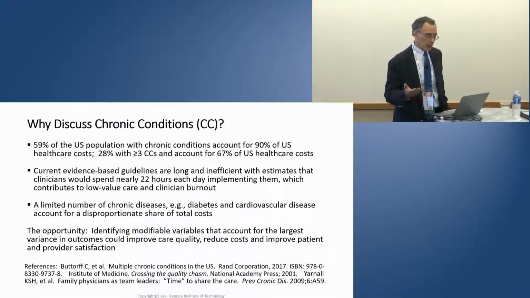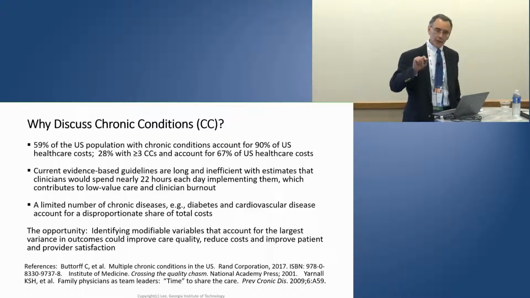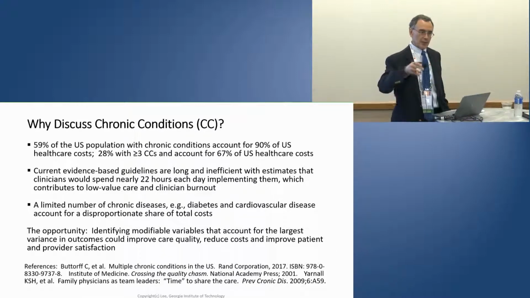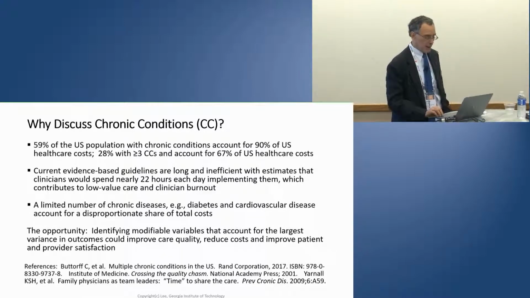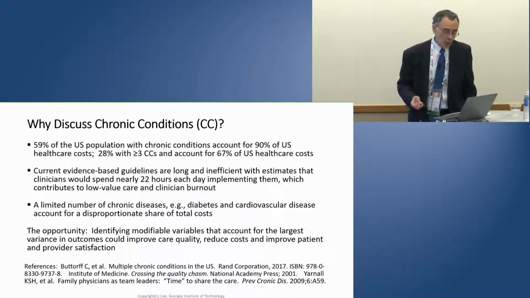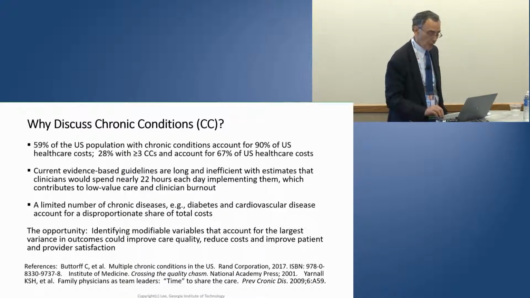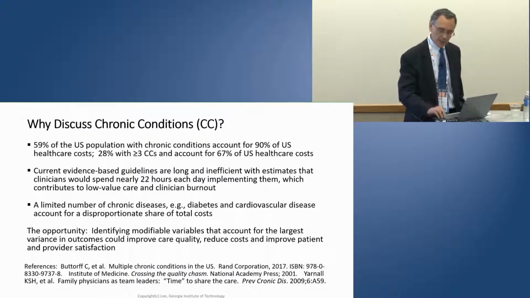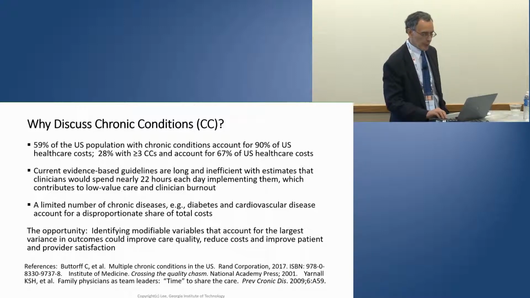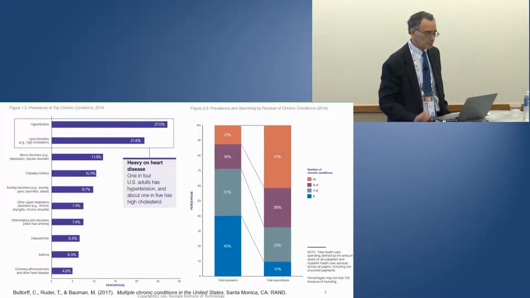So what we're really looking for are those modifiable variables that drive substantial variance in outcomes of interest, and then simplifying the number of things that clinicians are asked to do. A limited number of chronic conditions drive a disproportionate share of costs, certainly diabetes, cardiovascular diseases, which we'll be talking about, cancer, chronic kidney disease being other major contributors. And again, the opportunity to be able to do analytics to identify these drivers of variance in outcomes to simplify cost and simplify care is a major issue.